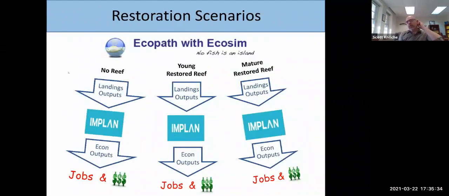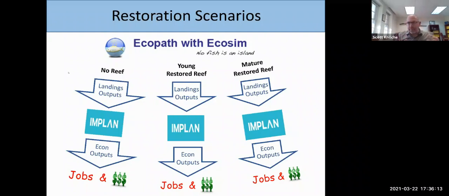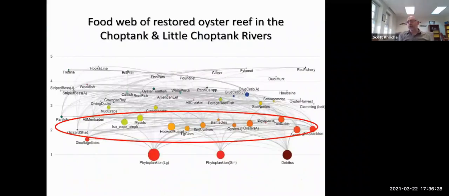So our question was, well, what are the different ecological changes, and then ultimately human-related ecosystem services that are generated through different levels of oyster reef restoration, right? And that's the three scenarios you see here. There's a no reef scenario, a young reef scenario, which is really where we are right now, and then a mature reef scenario. And each of those scenarios, each of those environments and food webs produce harvests or landings that then can be used to understand what the economic outputs are in terms of jobs and sales. Remember, this is a regional economic impact analysis.